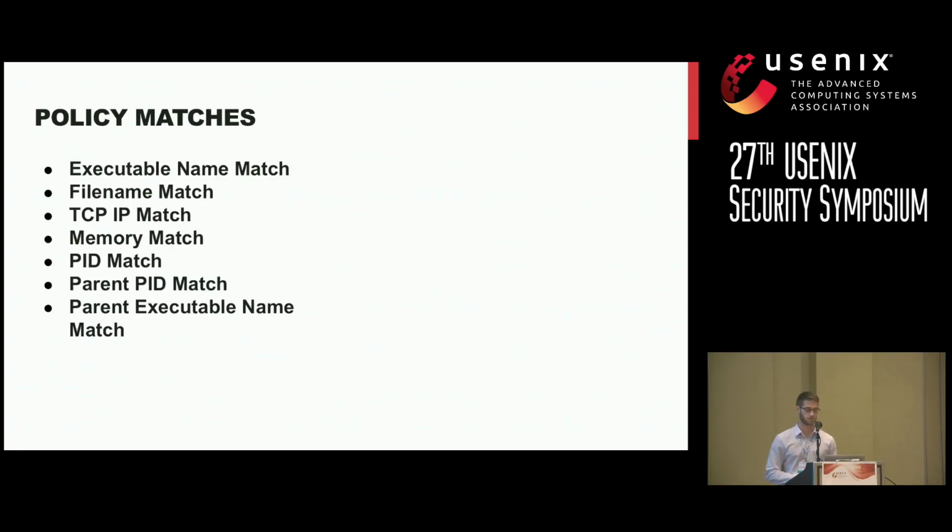So here are some of the policy matches. Just to quickly run through these, there's executable name match, so just the name of the executing process. File name match would be if there's a file that's opened by a process that should not be. TCP IP match goes back to what I said before with connecting to a known malicious IP. There's memory match, where you can do a regular expression match on the actual memory contents that are being loaded. And then PID and parent PID match if you have something that is able to specifically identify which processes to not restore. And finally, there's parent executable name match, which goes back to some processes should just not have children.